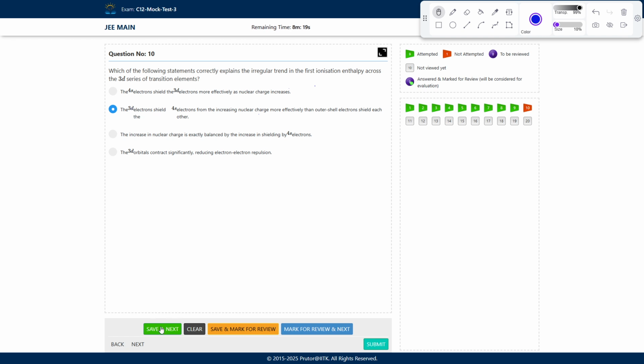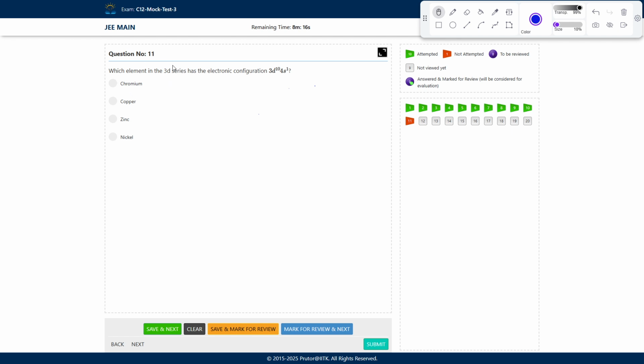Let's move to our next question. Which element in the 3d series has the electronic configuration 3d10 4s1? So you have to tell which element in this 3d series has this electronic configuration. The four options are chromium, copper, zinc, or nickel. If you have remembered the trend of the 3d series, you have to identify which element 3d10 4s1 corresponds to. So basically it is corresponding to copper.